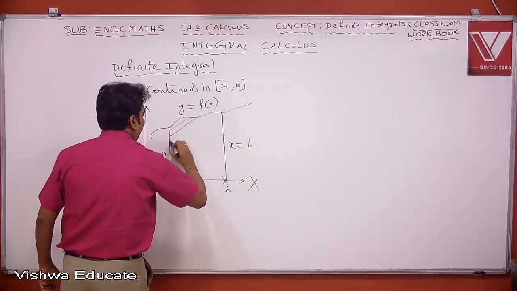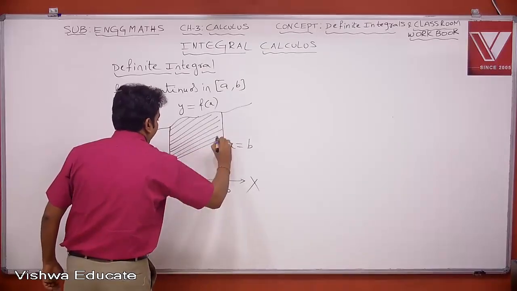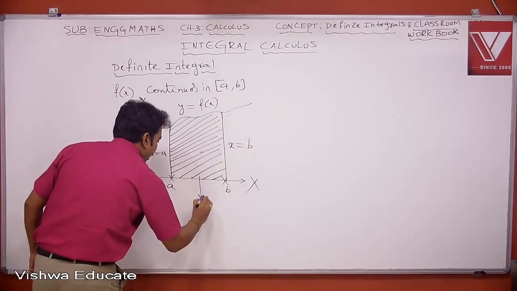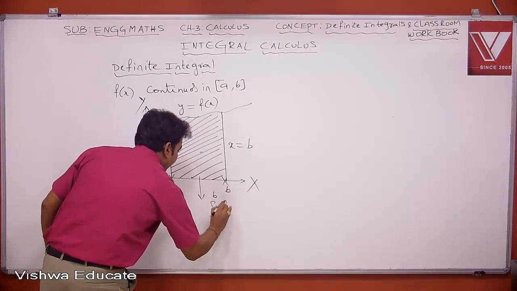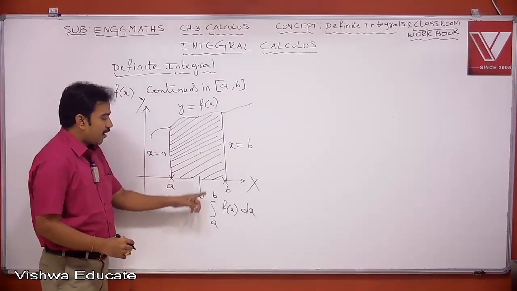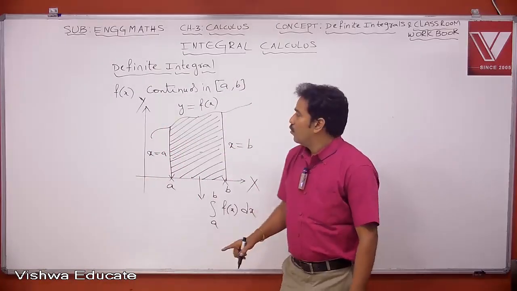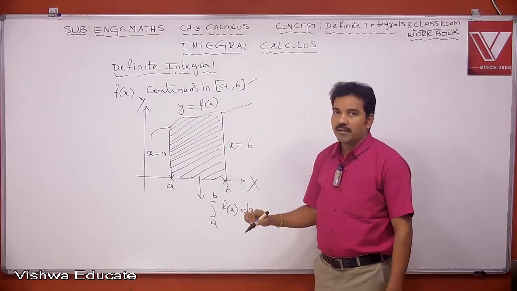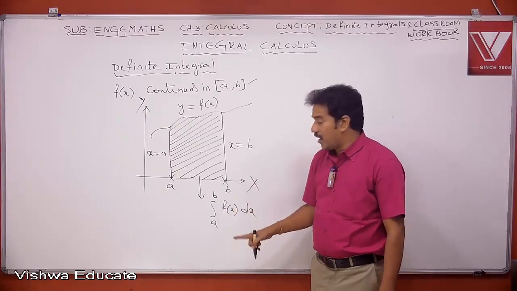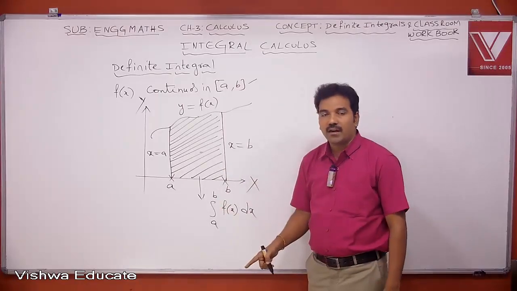And this shaded region is a finite value. That is, it gives a finite area. And this finite area we denote symbolically as integral a to b f of x dx. This is the geometrical representation of a definite integral. I have a function f of x which is continuous in closed interval a comma b. So in that case, integral a to b f of x dx is nothing but area bounded by the curve f of x between the lines x equal to a and x equal to b.